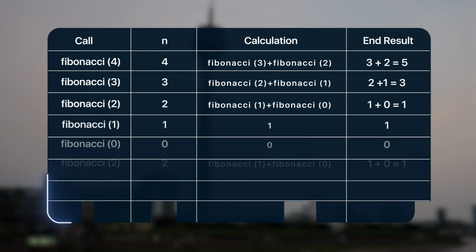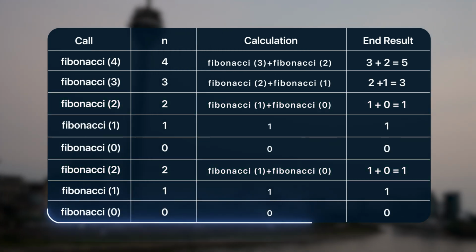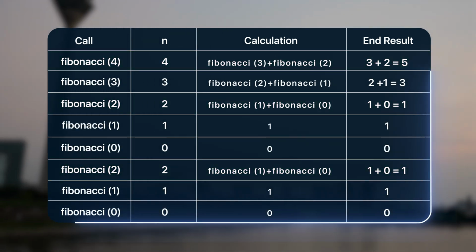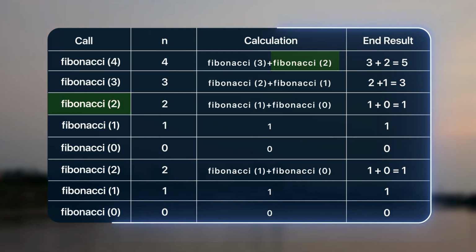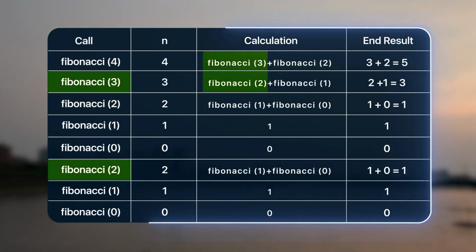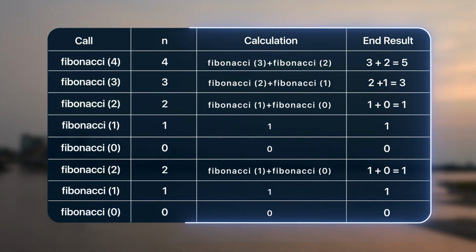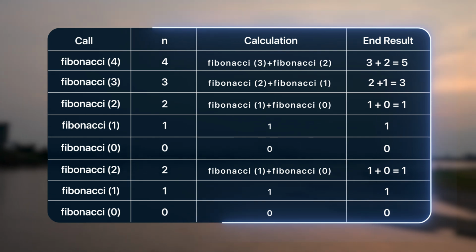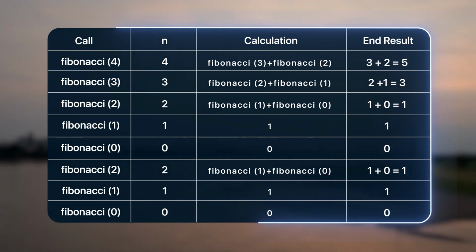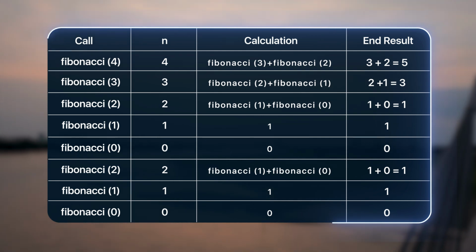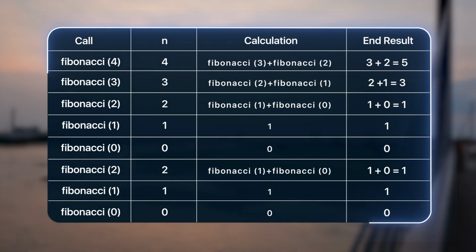You can see that Fibonacci of 2 is calculated twice when calling Fibonacci of 4: once directly from Fibonacci of 4 and again from Fibonacci of 3. The negative performance impacts of these redundant calculations compound as the input for the Fibonacci function grows. Watch this video till the end to learn how you can make these computations lightning fast, even for very, very large numbers.